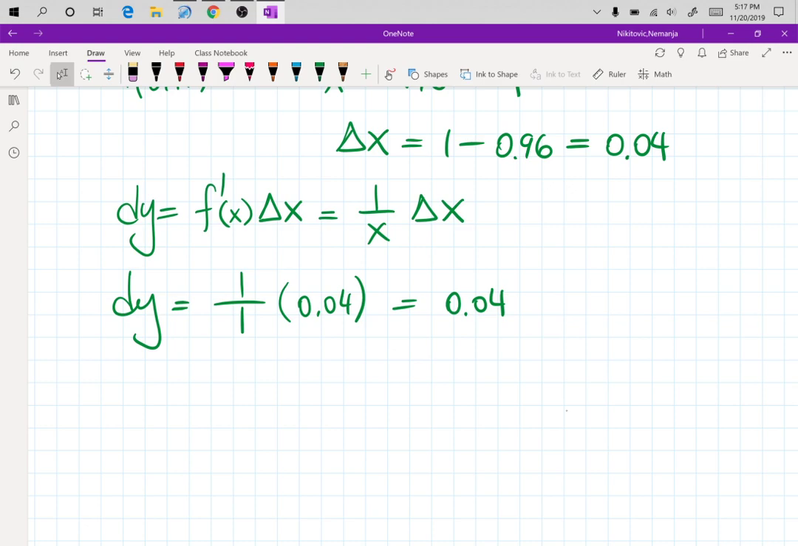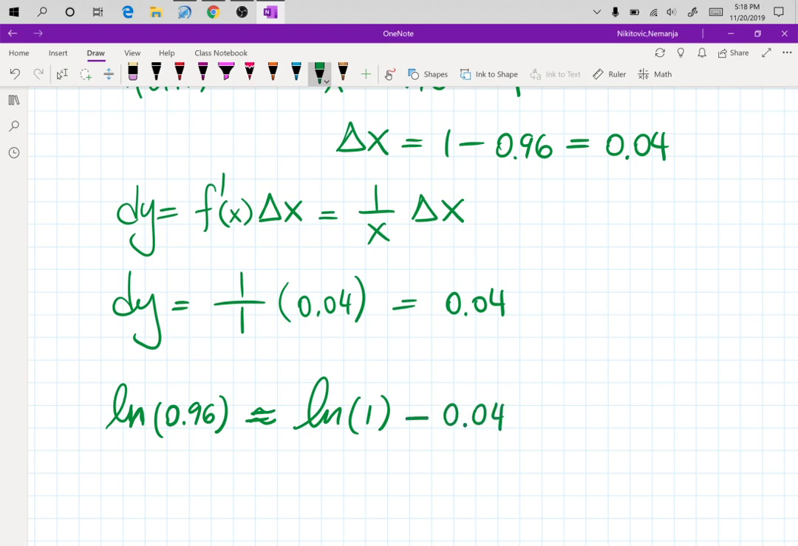So now, to calculate ln of 0.96, we are going to approximate it by ln of 1 and subtract the change. Because we are saying that the problem we are looking for, which is 0.96, is the same as taking the ln of 1 and then subtracting the change to bring it down. ln of 1 is 0, minus 0.04 is negative 0.04. We got the same value as before.